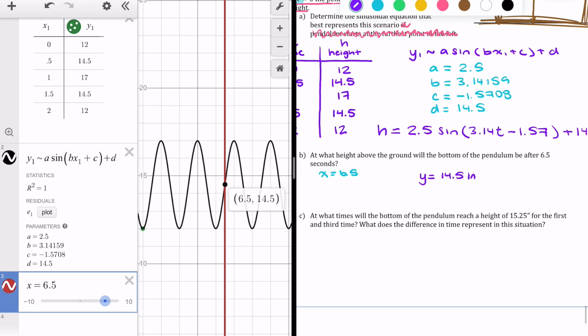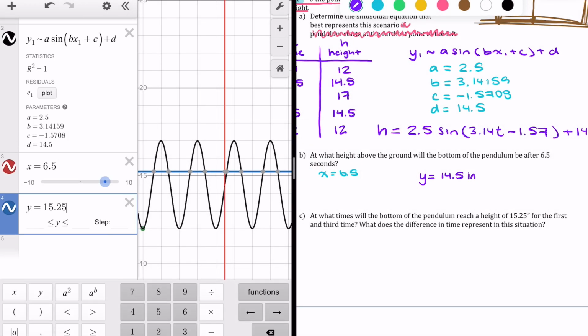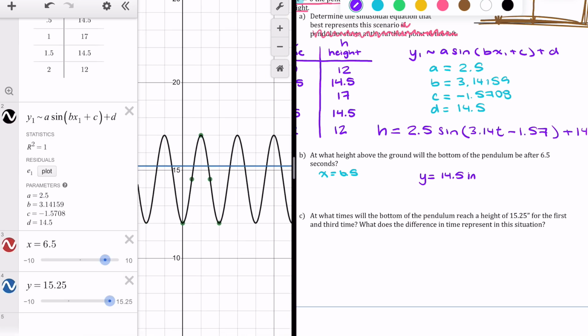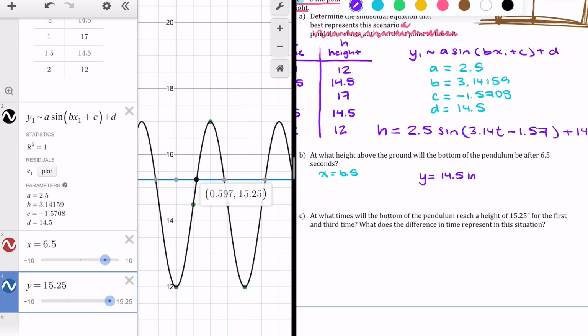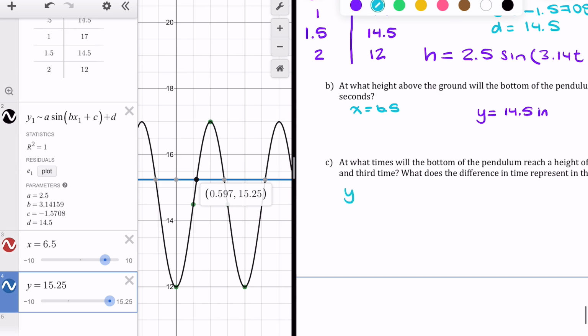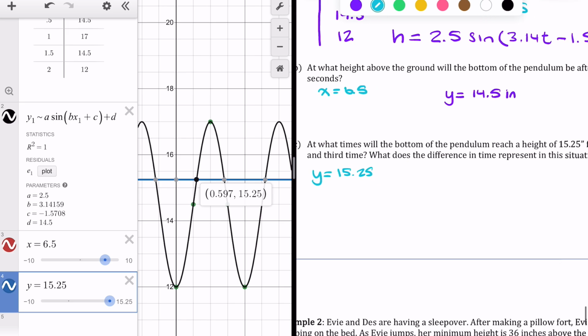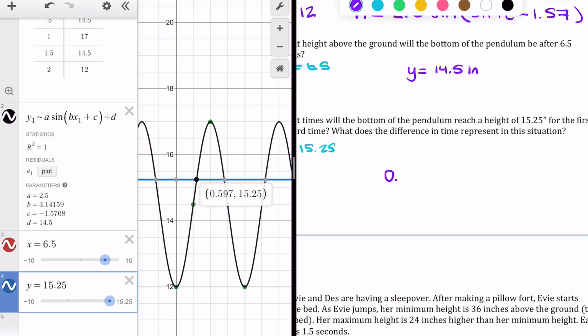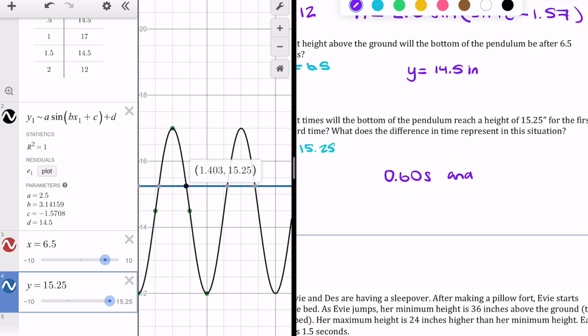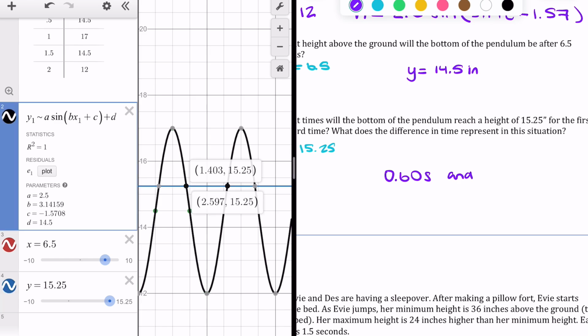The last question says, at what times will the bottom of the pendulum reach a height of 15.25? Y is equal to 15.25 for the first and third time. So the first time is here. So Y is equal to 15.25. The first time is at that 0.597. If I'm rounding, that's 0.60 seconds. And the third time isn't this guy, but it's that guy. And if I'm rounding, I get 2.60 seconds.